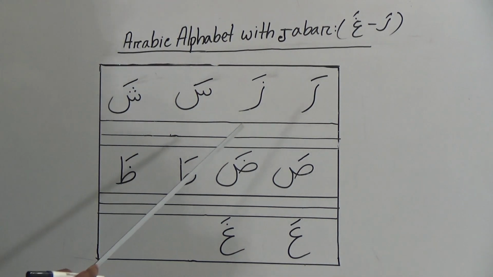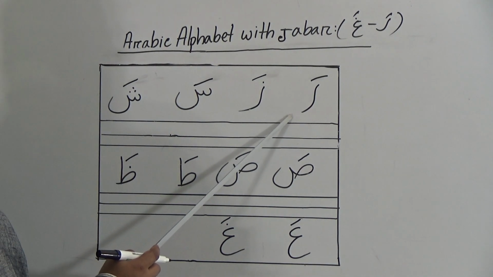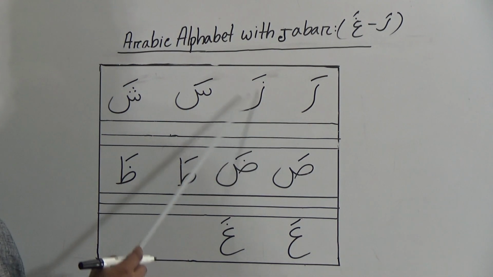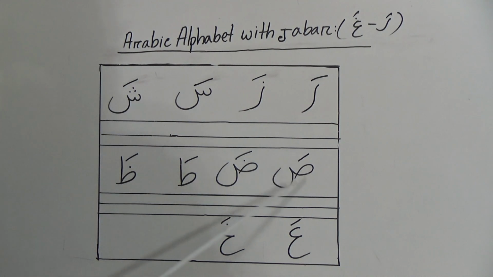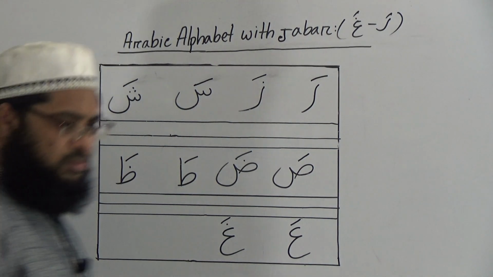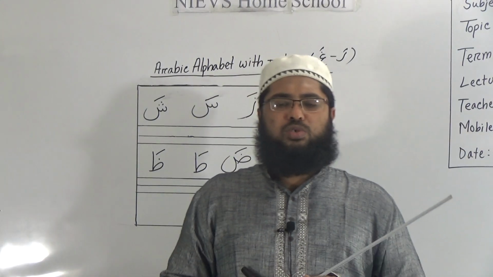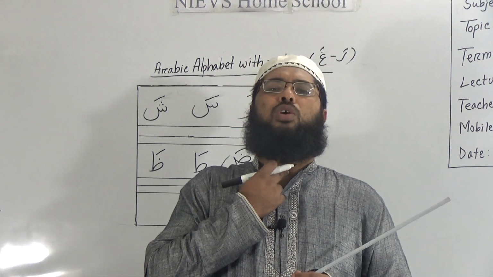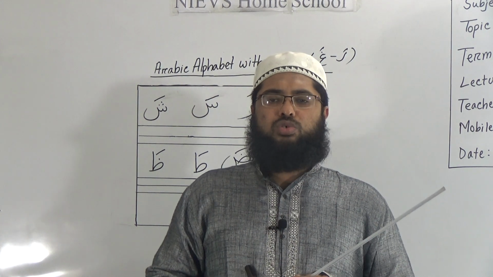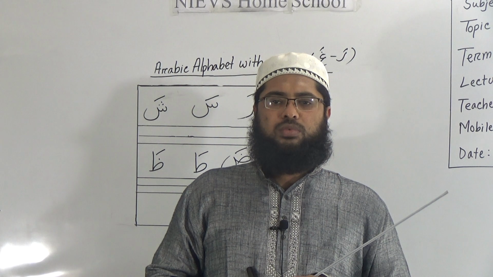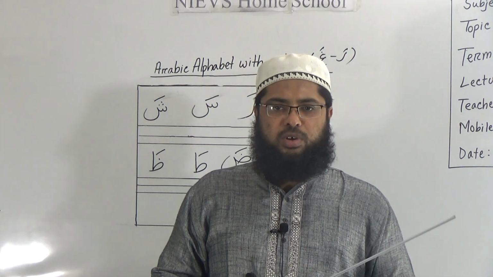Now everybody read with me. Ra Zabar Ra. Za Zabar Za. Sin Zabar Sa. Shin Zabar Sha. Swat Zabar Swa. Duat Zabar Da. To Zabar To. Zo Zabar Zo. Ain Zabar A. Ghain Zabar Gha. My dear students, you have to pronounce Ain from the middle of the throat. Ain Zabar A. And you have to pronounce Ghain Zabar Gha, not Gain Zabar Ga.